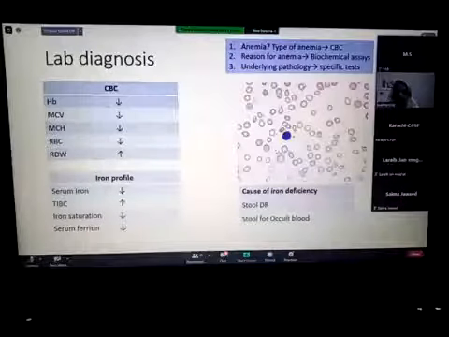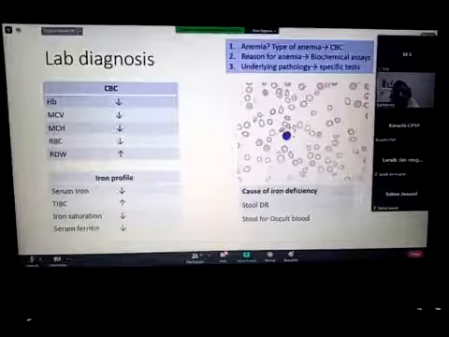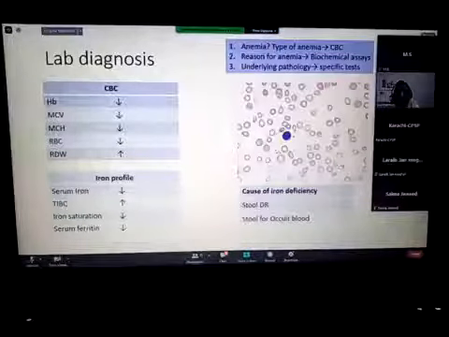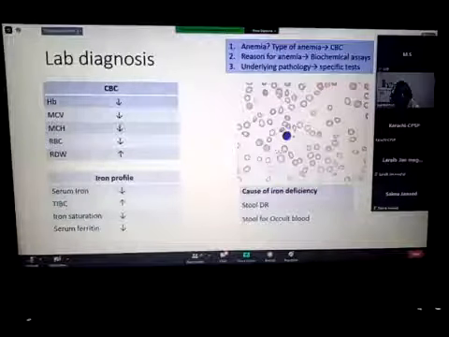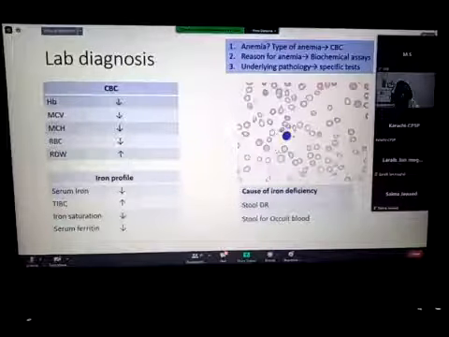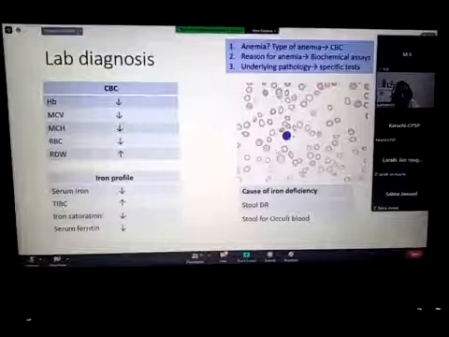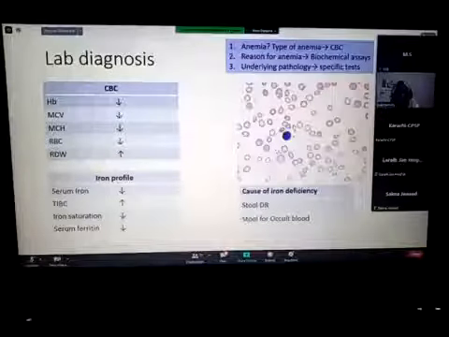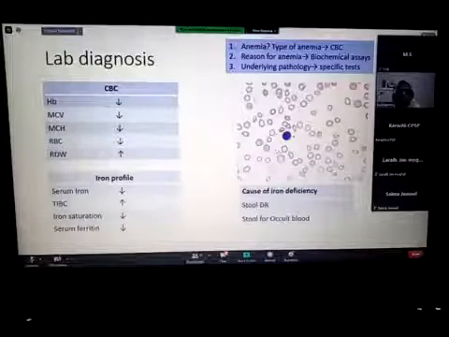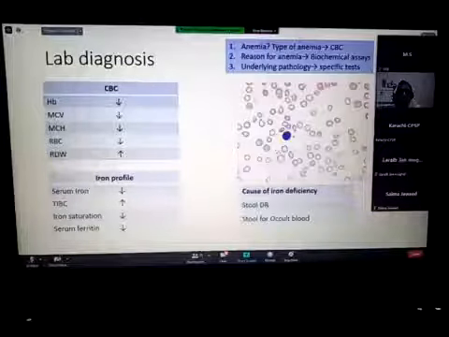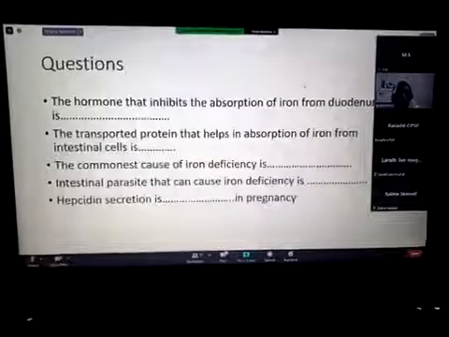Usually you need to do a stool examination and a stool fecal occult blood test to see that the patient is not having some parasites, or that the patient is not losing blood through stool. This is very common for patients who are taking aspirin, that they are losing blood in their stool. So this is something which you need to do when you suspect iron deficiency in the patient.